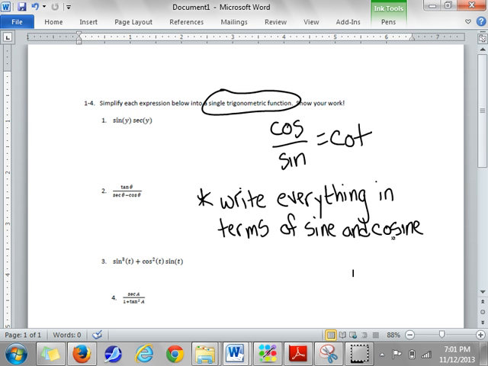Other algebraic type strategies that were helpful with these is to remember that you need a common denominator to add or subtract fractions.